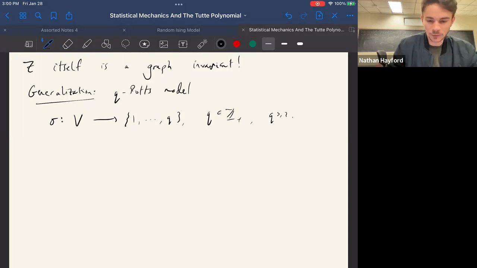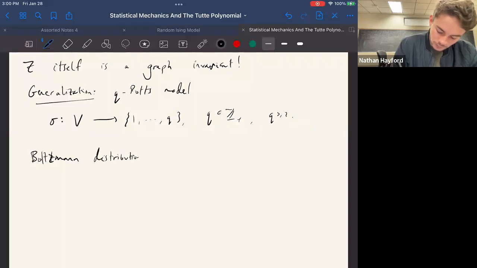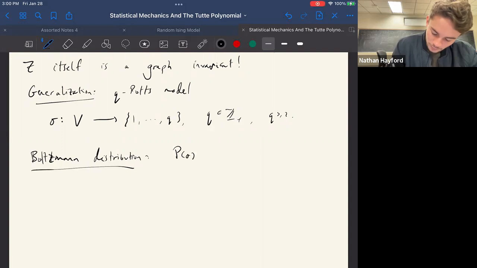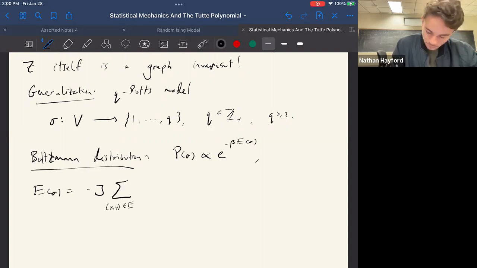So it's a generalization of the model we had before. I just shift everything up by 1, you can think. I again take the Boltzmann distribution on this model. That is to say, the probability of being in a particular configuration is proportional to e to the minus beta E of sigma, where E of sigma is again very similar to what I had before. It's a sum over all edges, so I have only nearest neighbor interactions again. And it's 1 if sigma x is equal to sigma y, and 0 otherwise.